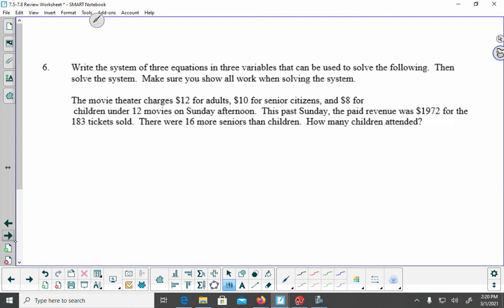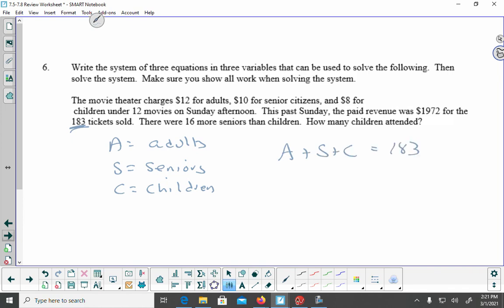How many children attended? So let's say I let A equal adults, S equal seniors, and C equal children. And that's going to be the number of adults, number of seniors, number of children. So I see that I had 183 tickets sold. So I know that adult tickets plus the senior tickets plus the children tickets equal 183.